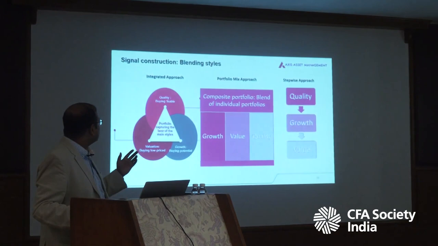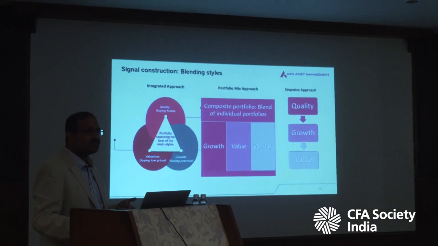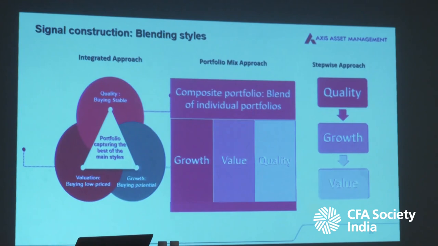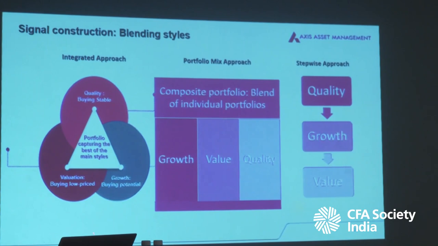One is that you take each of these styles and you invest in the intersection of these styles. If you take quality, value and growth and invest in the intersection of the styles, what you're saying is that I'm doing a Q-GARP approach, which is a portfolio of quality stocks with good growth at reasonable prices, because that is the intersection you're looking at. That is one way of doing it.